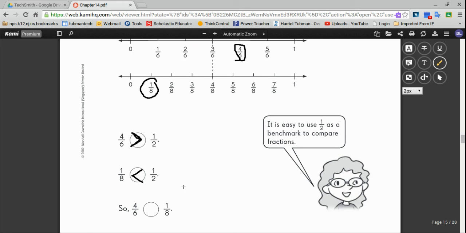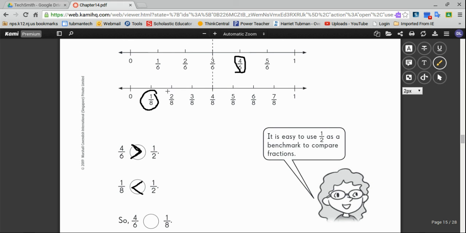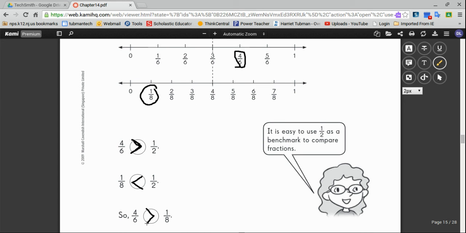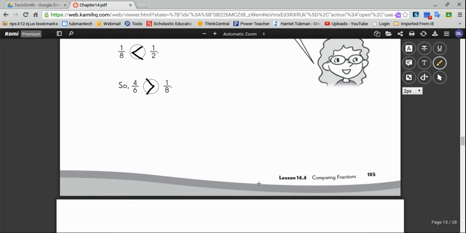So that means, which is bigger, 4/6 or 1/8? Well, we know 4/6 is over here. 1/8 is over here, so 4/6 is greater than 1/8. All right, and that's page 105.